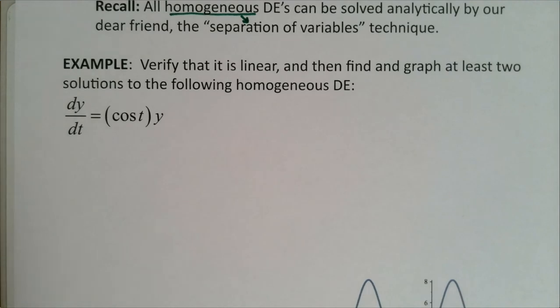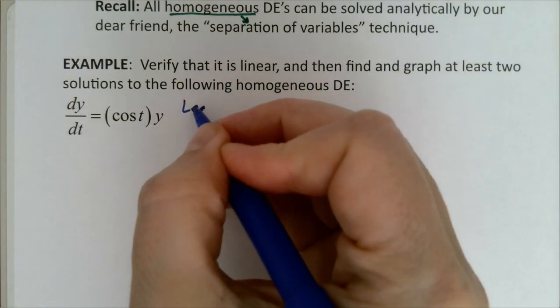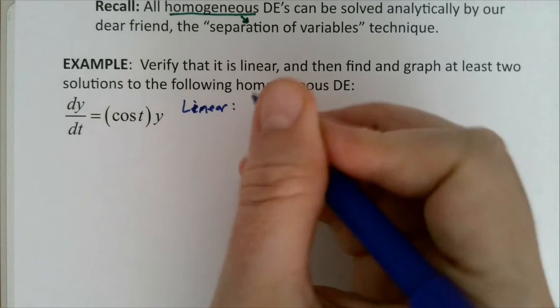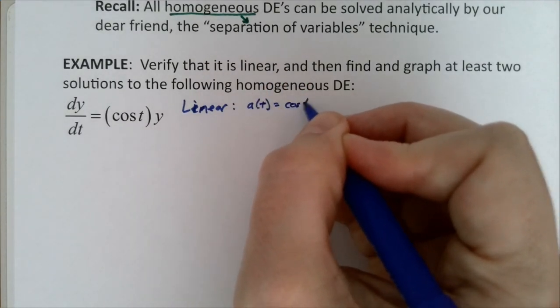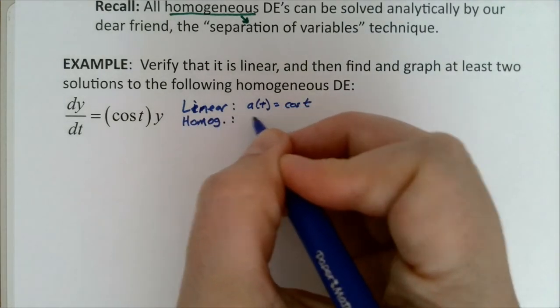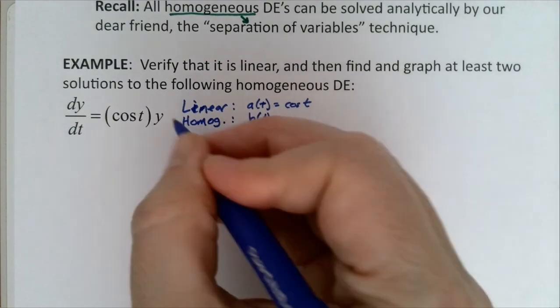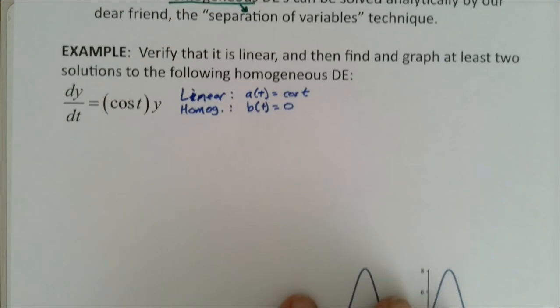So this is definitely linear. I'm just going to make a little note of that and say this is definitely linear. And it's linear because a of t equals cosine t, and it's also homogeneous because b of t, in this case, there's no extra term over there, equals 0, right? So that makes it nice and easy. So we recognize that it's linear, we recognize that it's homogeneous, and we know that we could use the separation of variables to solve this thing. So that's what we're going to do.